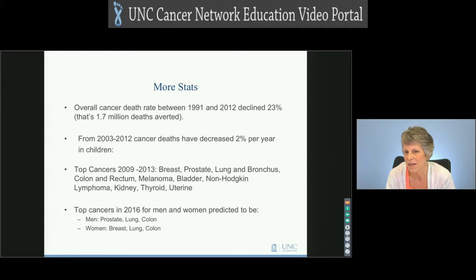I've listed the top cancers for 2009 to 2013 that were available to me on the NCI website, and then the top cancers for men and women, which for anybody living in North Carolina, I think are probably not a surprise to you. Prostate and breast for men and women, and then lung and colon for both men and women were the top 3 prevalent types.